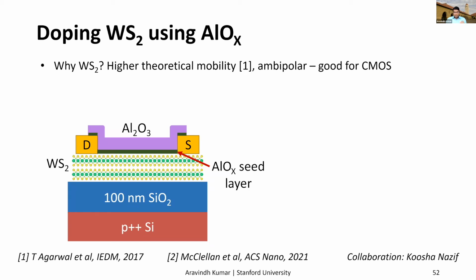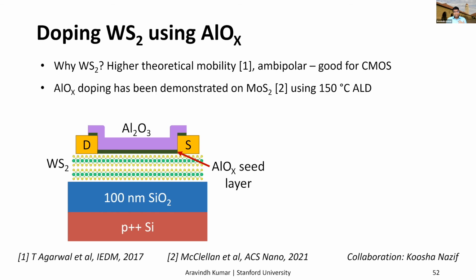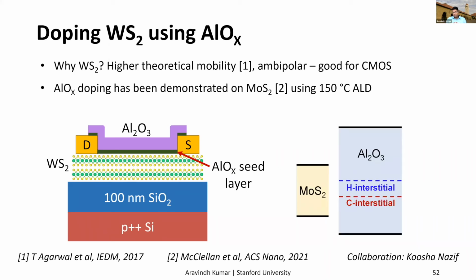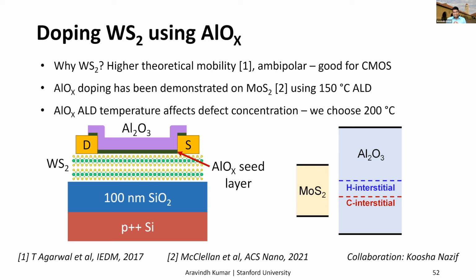So this aluminum oxide doping has been demonstrated previously on MoS2 using 150C ALD. But in that work, they found that the initial on-off ratio was very low and needed a subsequent nitrogen anneal to fix it. So we think this is because of the presence of carbon and hydrogen interstitials in these low temperature ALD layers, which could cause degradation of the transistor characteristics. So we tested different temperatures and we chose a 200C ALD temperature for the doping study here.